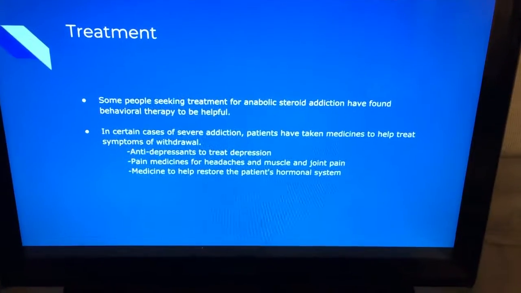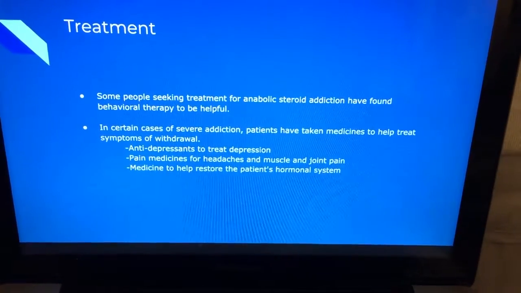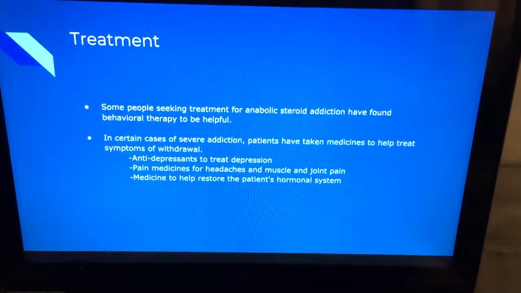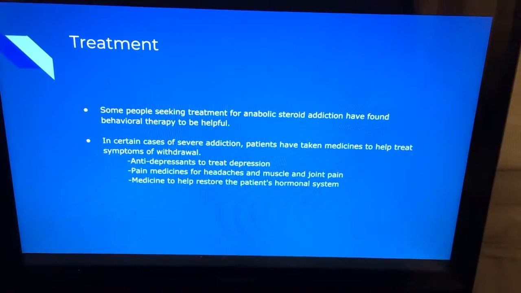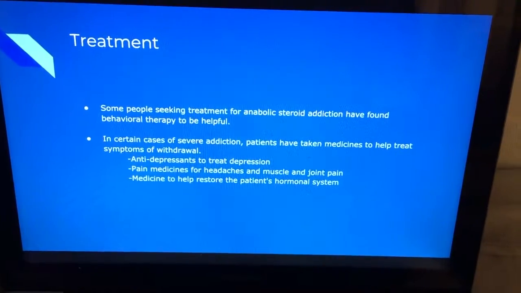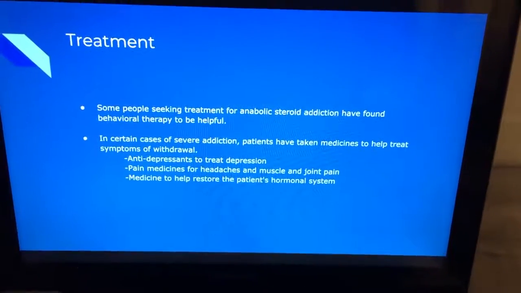So the treatment for anabolic steroids, some people have found that behavioral treatment is helpful, and in severe cases, people take medication to help with the symptoms of withdrawal, such as antidepressants, pain medications, and medicine to help restore the patient's hormonal system.